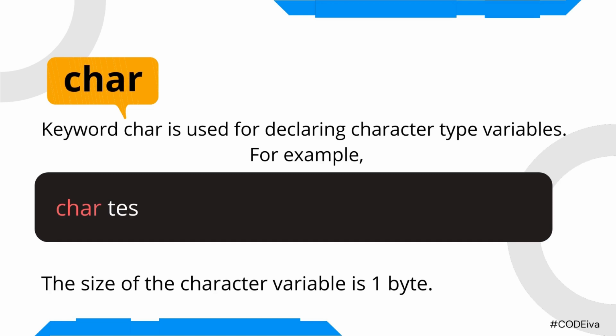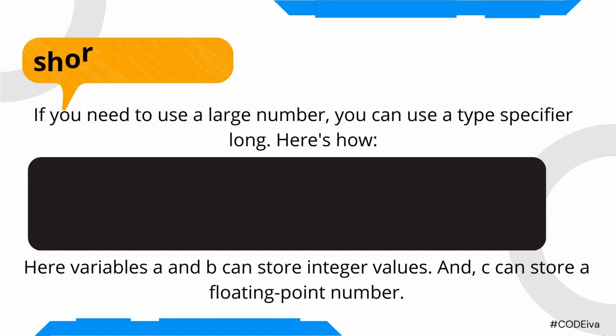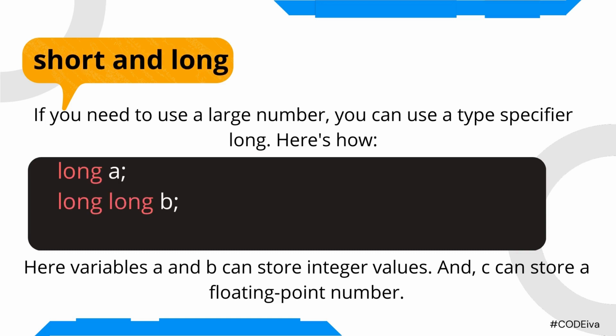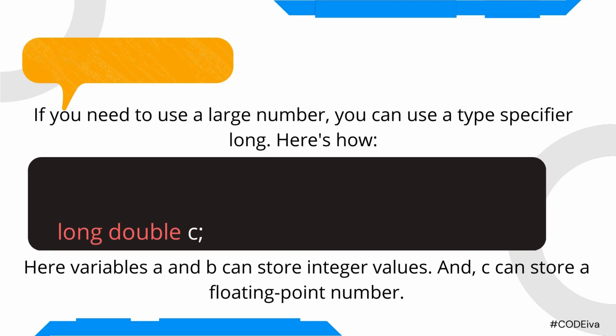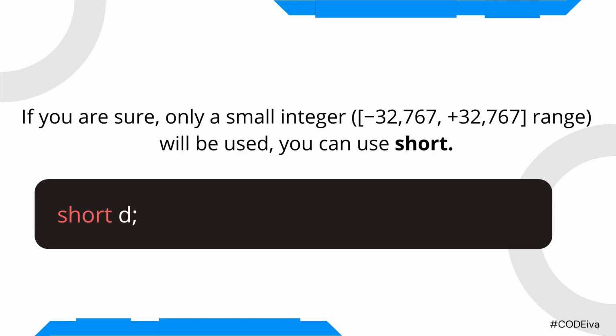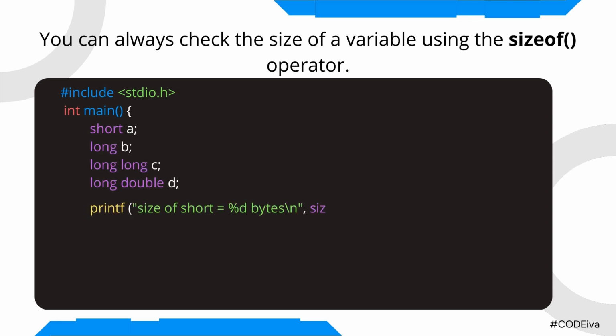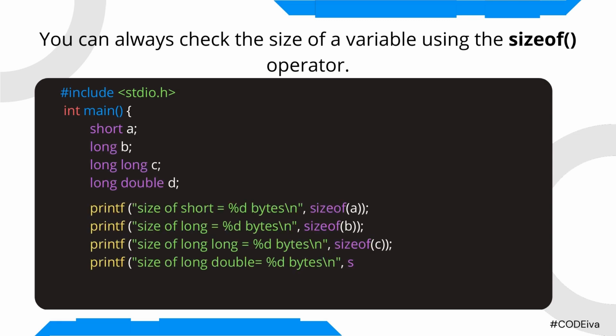Char data type. The keyword char is used for declaring character type variables, as shown in the example, and the size of the character variable is 1 byte. Short and long data type. If you need to use a large number, you can use a type specifier called long. Here variables a and b can store integer values, and c can store a floating point number. If you are sure only a small integer will be used, you can use short.